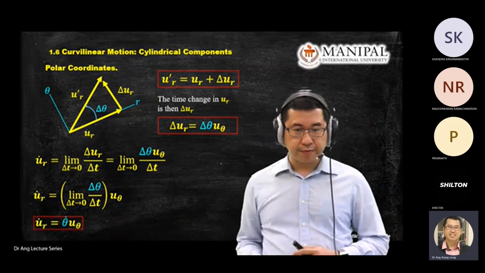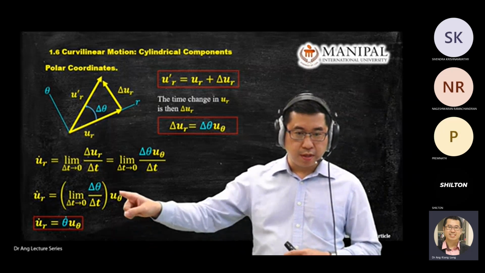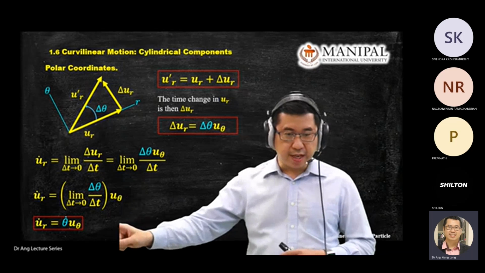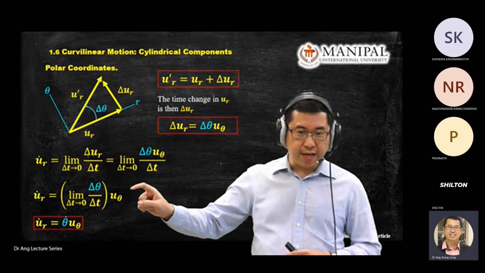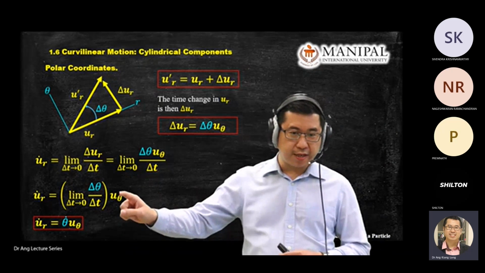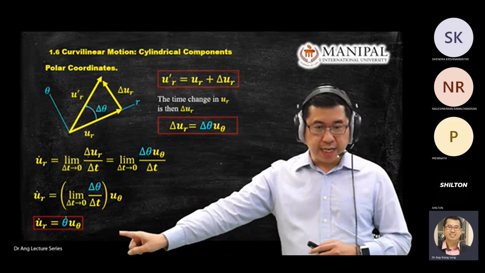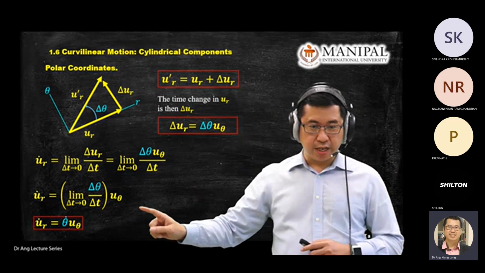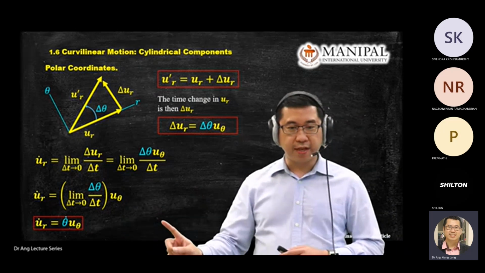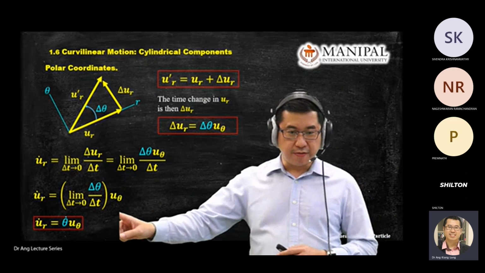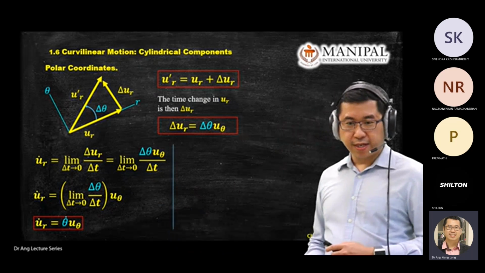Then you arrive at the definition of u dot r equals theta dot u theta. There's a dot above the theta, which means you take theta divided by time. Theta dot, in blue, with a dot on top, times u theta. Now you have a definition of the rate of change in the r direction. You relate it with the angular change theta dot in the u theta direction.